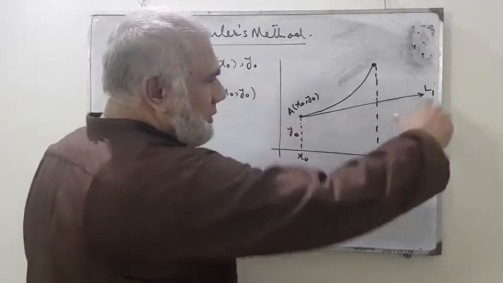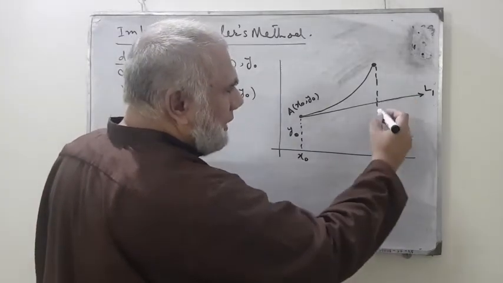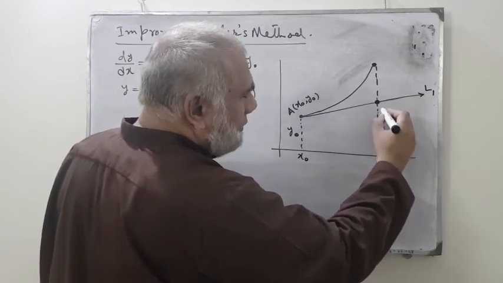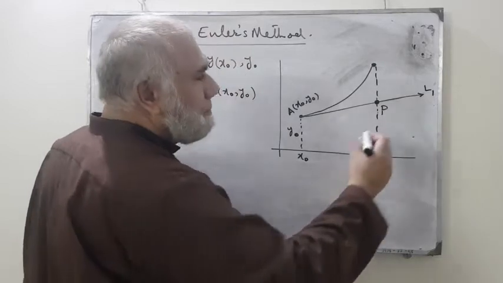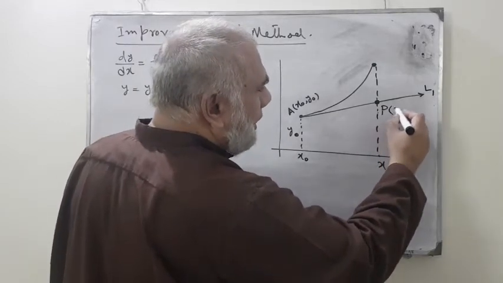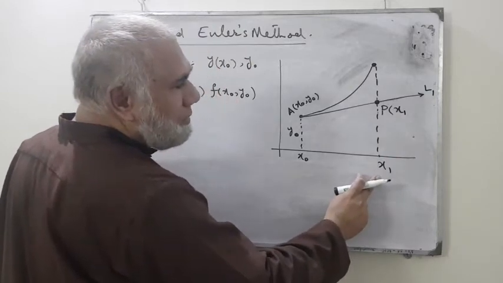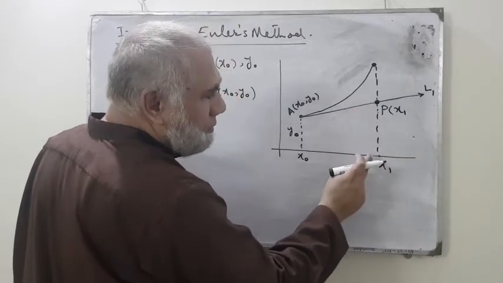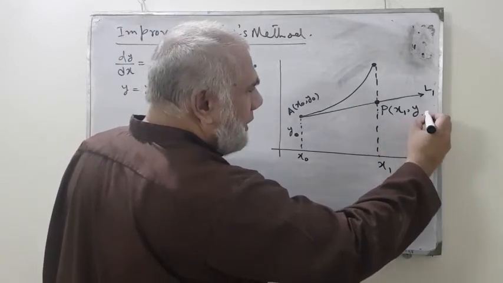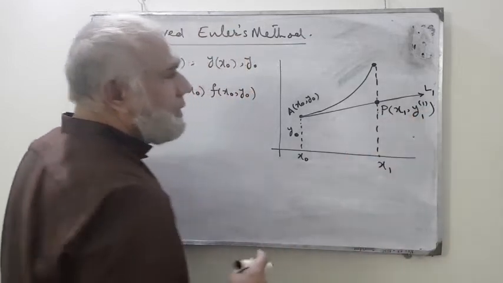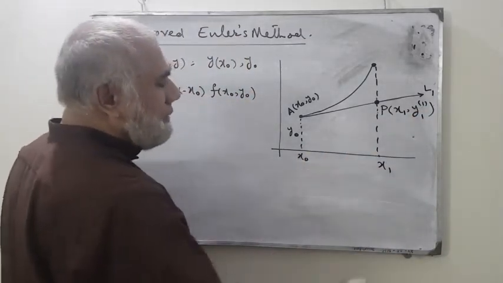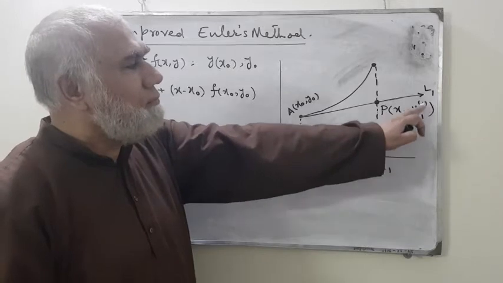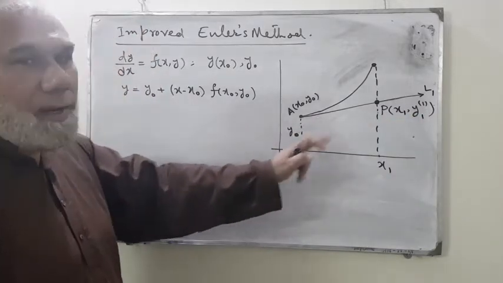Now if you look at this tangent line, whenever it reaches this line, it crosses at some place, and we show this by the letter P. The coordinates of this point P are x1, the x coordinate will be the same, but y will be slightly different, and we show this length from this point to this point by y1,1, just to discriminate it from the actual value.